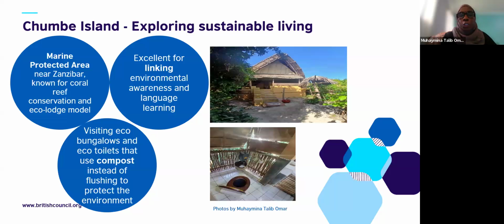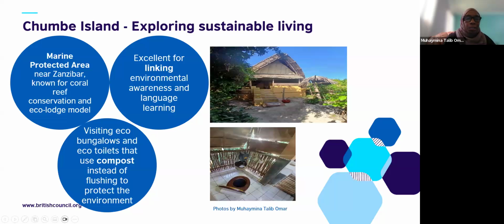Okay, so here in the picture, we see there is an eco-lodge and also an eco-toilet. The eco-lodge is the design of the lodge or bungalows which you can find at Chumbe Island, which uses solar energy, harvested rainwater and natural ventilation. It also has the eco-toilet, which uses compost instead of flushing for a healthier environment.